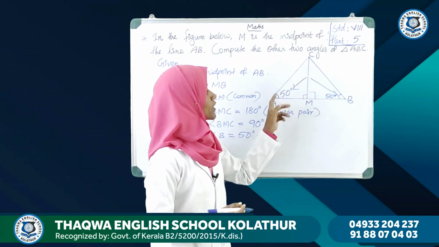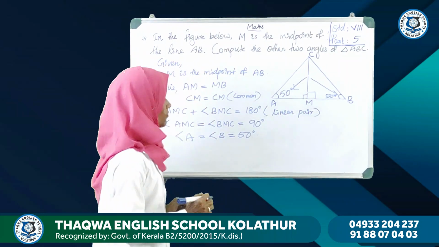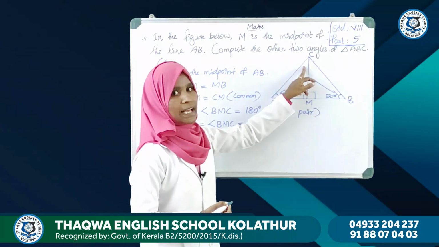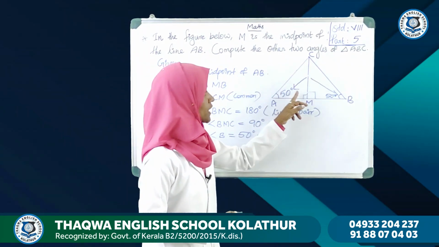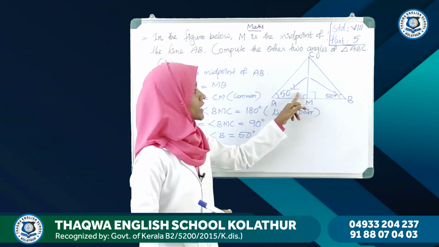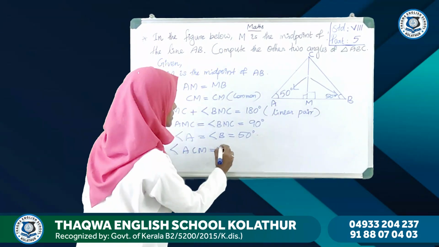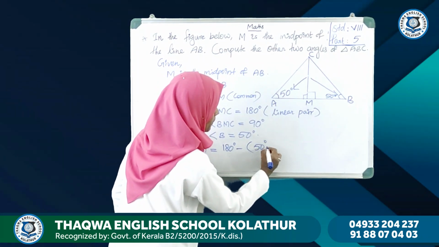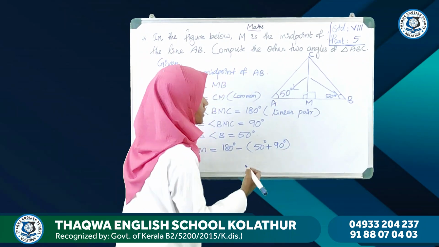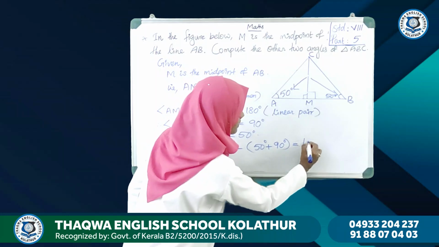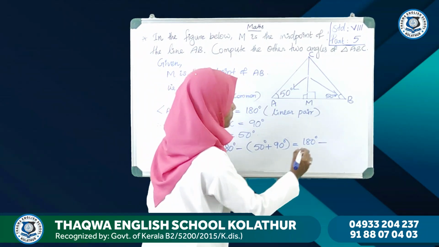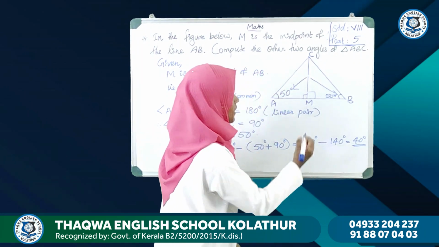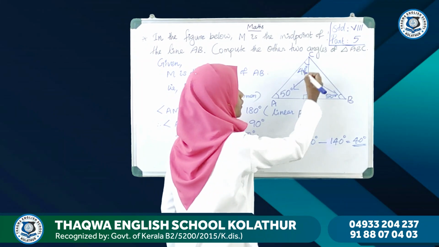Okay. Now next we have to find out angle ACM. Angle ACM. How to find out angle ACM? Yes, we know that the sum of the angles of a triangle is 180 degree. That is 180 minus 50 plus 90. Here 90 degree. That is 180 minus 140. This is 40 degree. So this angle is 40 degree.